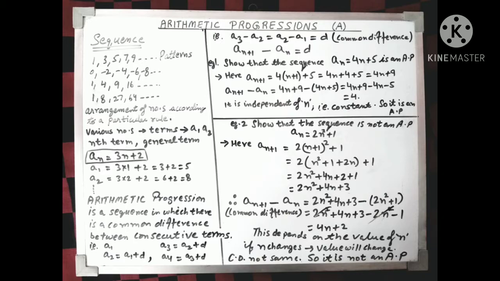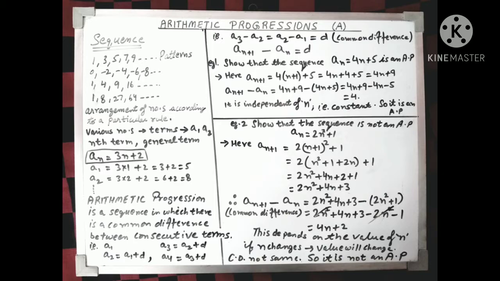What we do is, instead of writing n, we replace it by n + 1. So the (n+1)th term will be 4 into (n + 1) + 5. So we get 4n + 4 + 5, that is 4n + 9. Now if we subtract the nth term from the (n+1)th term, we get (4n + 9) minus (4n + 5), which on simplification gives us 4n + 9 - 4n - 5, that is 4.